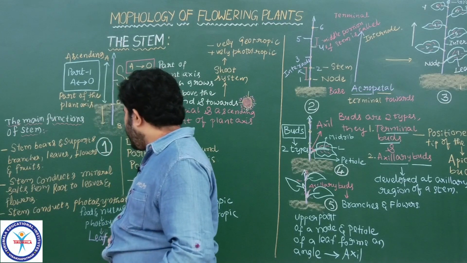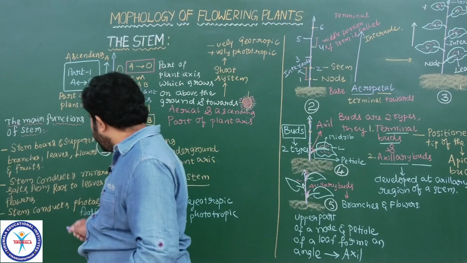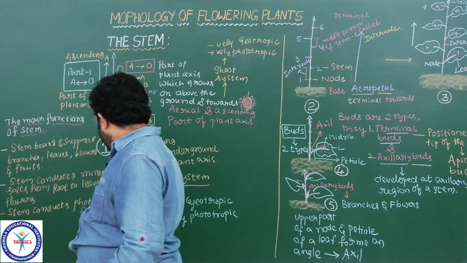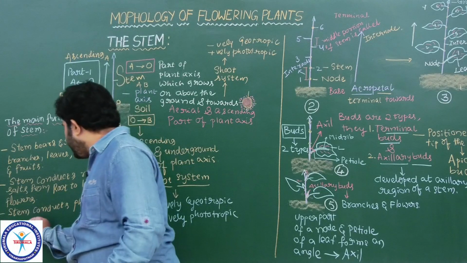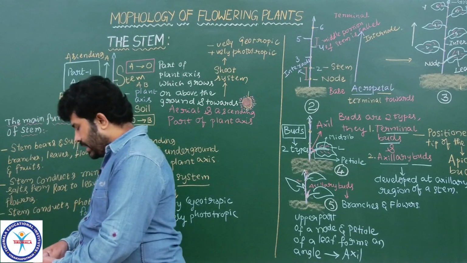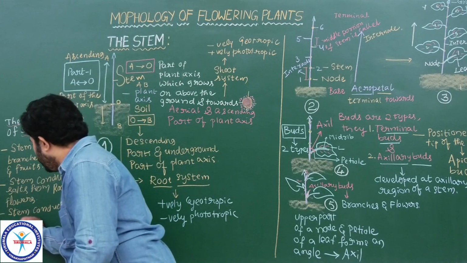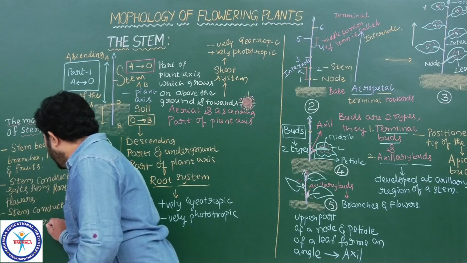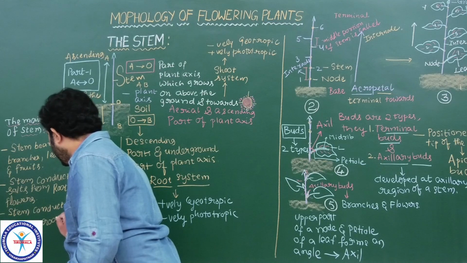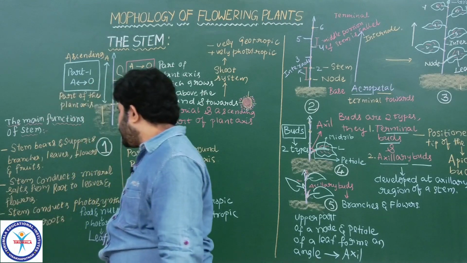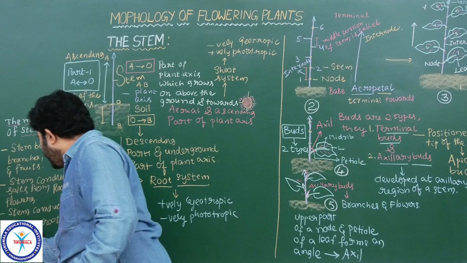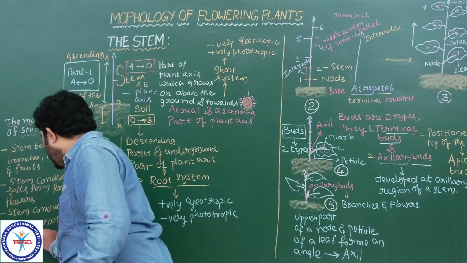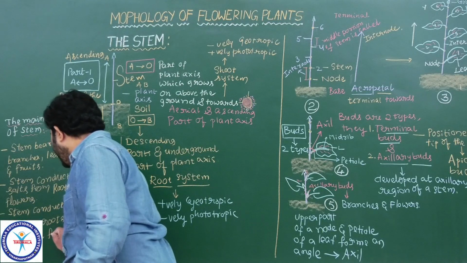So from the leaf these photosynthates are picked up by the stem, and the stem conducts these materials to the roots and other food storage organs.